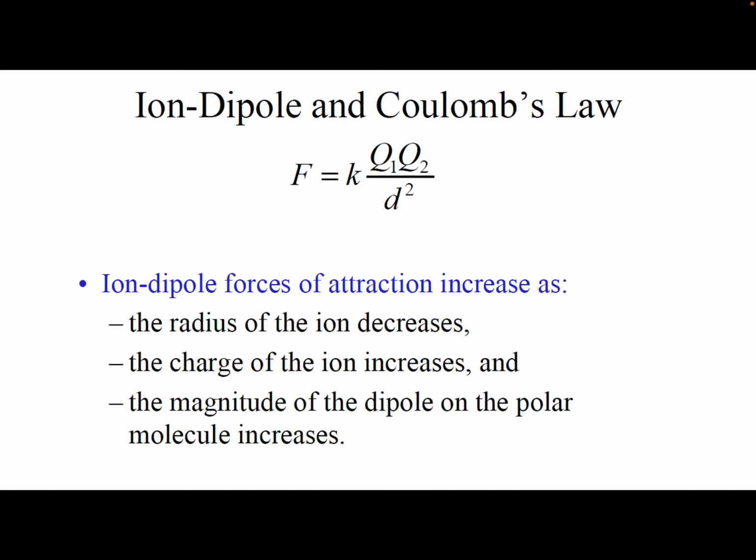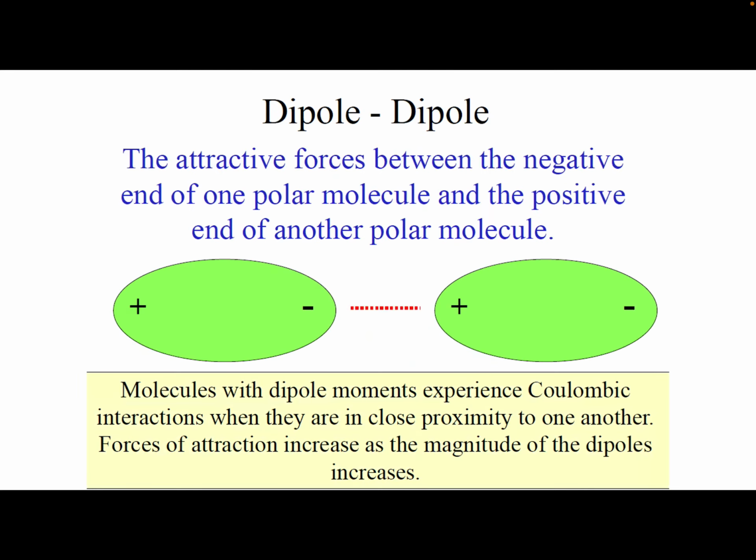Looking at ion dipole and Coulomb's law, basically the force is going to increase as the radius of the ion decreases, because the denominator will get smaller, so the force will get bigger. If the charge of the ion increases, the force of attraction will also increase, and so will it if the magnitude of the dipole on the polar molecule increases. So if something is more polar than something else, then that force of attraction will be greater.